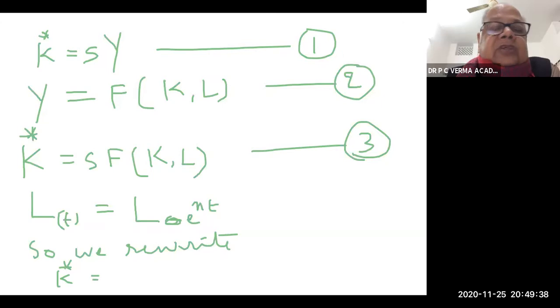So this equation, K star, we rewrite, putting this one, removing L for some time, K, and in place of L, we can write L0 e to the power NT.